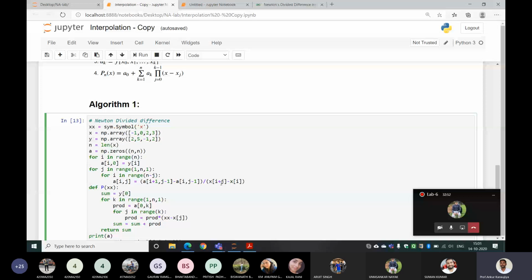So here I wrote j because the difference will be j. If you are in the jth column, the difference will be j. Like I explained, if you are in the second column, the difference will be 2. If you are in the third column, the difference in x will be 3. Is that clear? That is the divided difference formula.